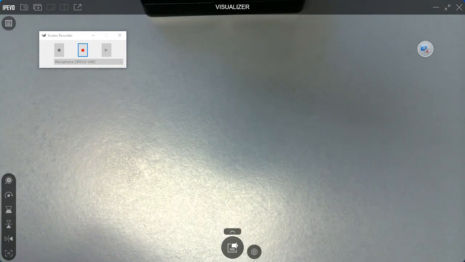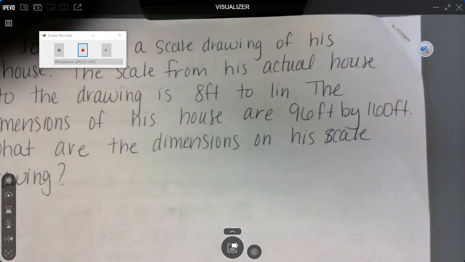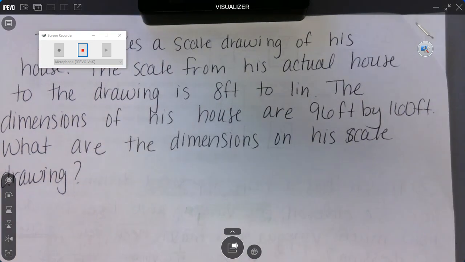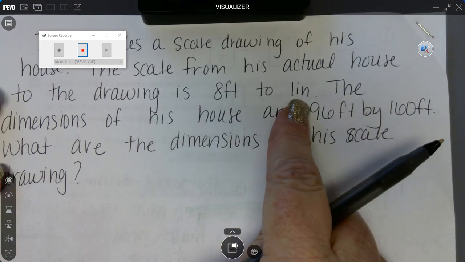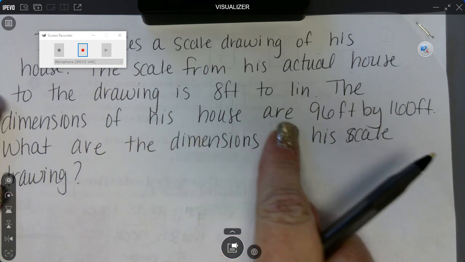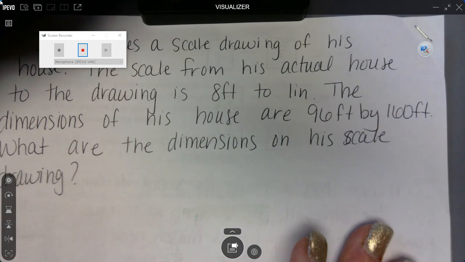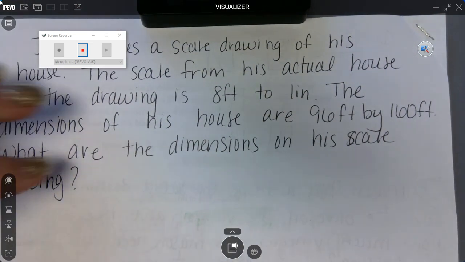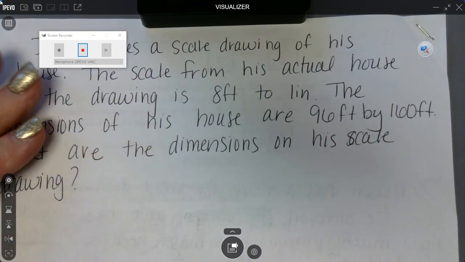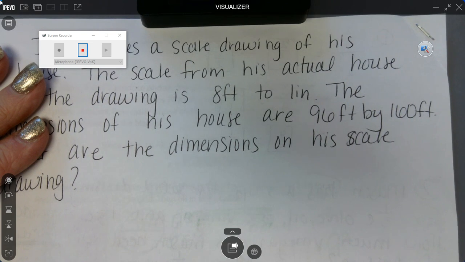Next problem. Joe is making a scale drawing of his house. The scale from his actual house to the drawing is 8 feet to 1 inch. The dimensions of his house are 96 feet by 160 feet. What are the dimensions on his scale drawing? What have I always told you about scale drawings? What do I recommend that you do? You always should start by?